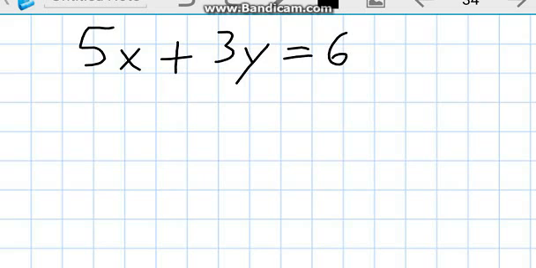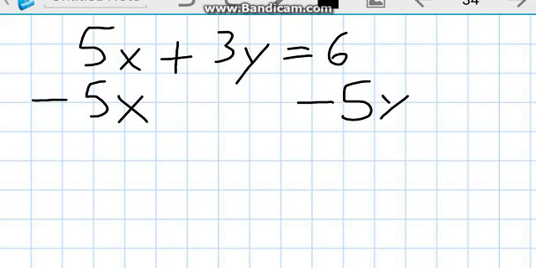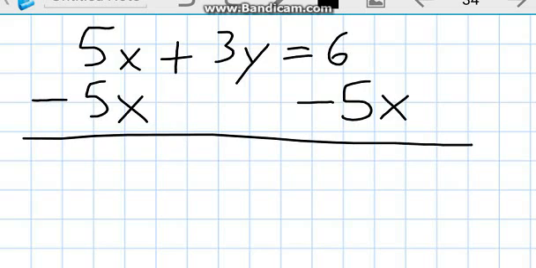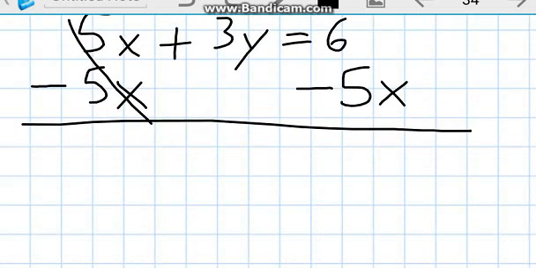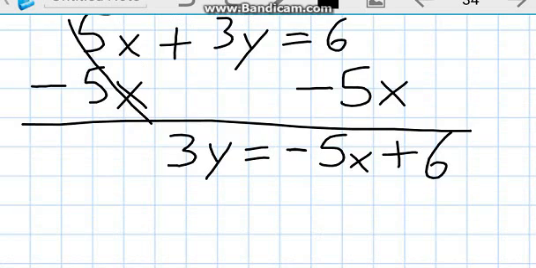If we're solving for y, what we're going to want to do is cancel out the 5x. And whatever I do to one side, I have to do to the other side. So I'm subtracting 5x on this side as well. These will cancel out. 6 and negative 5x are not like terms. So this becomes 3y is equal to negative 5x plus 6.